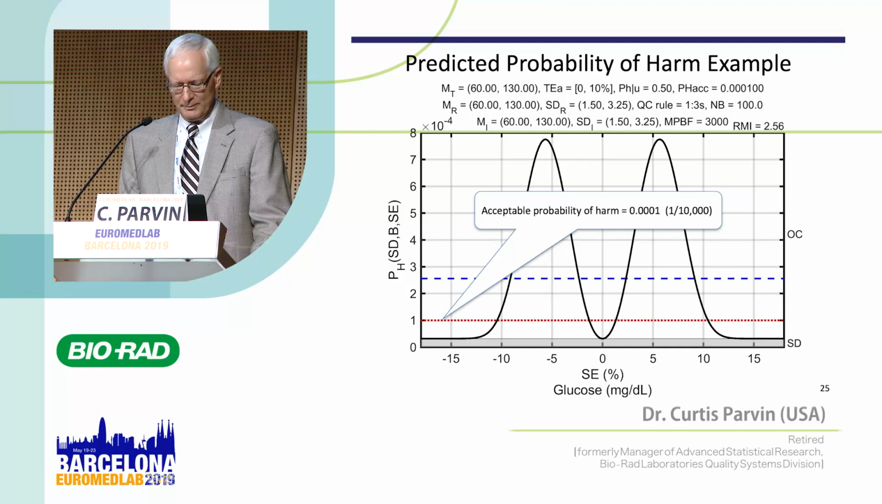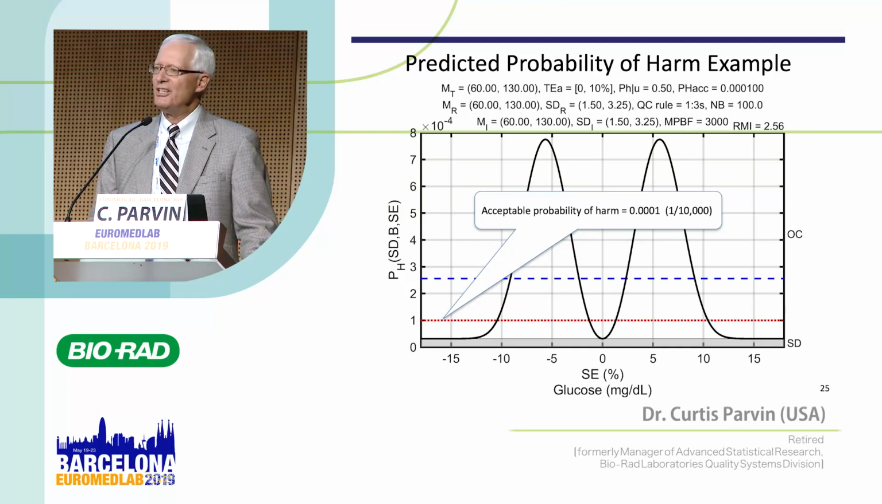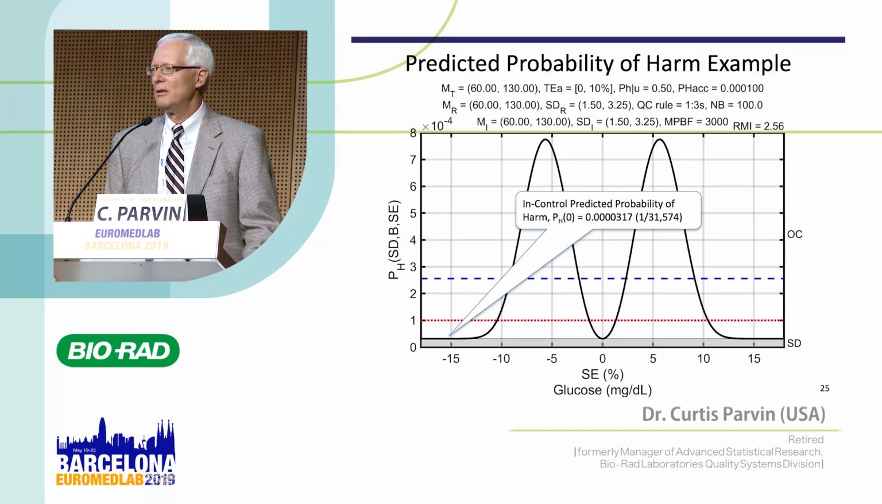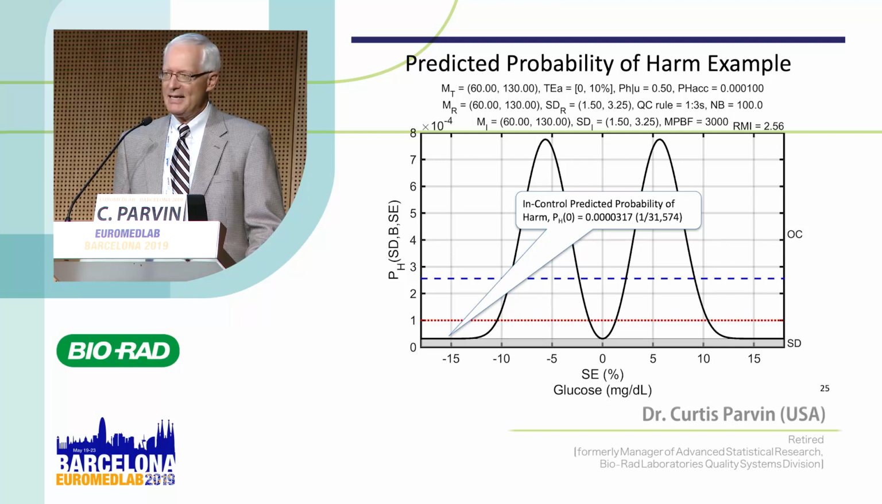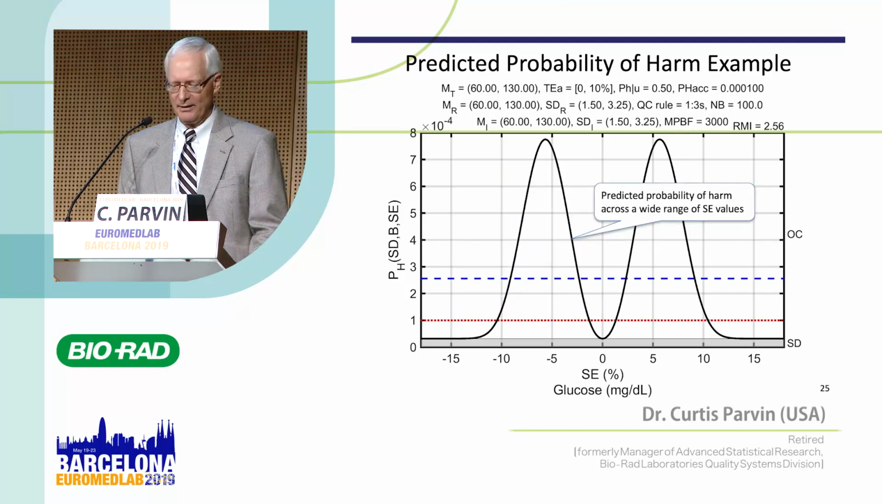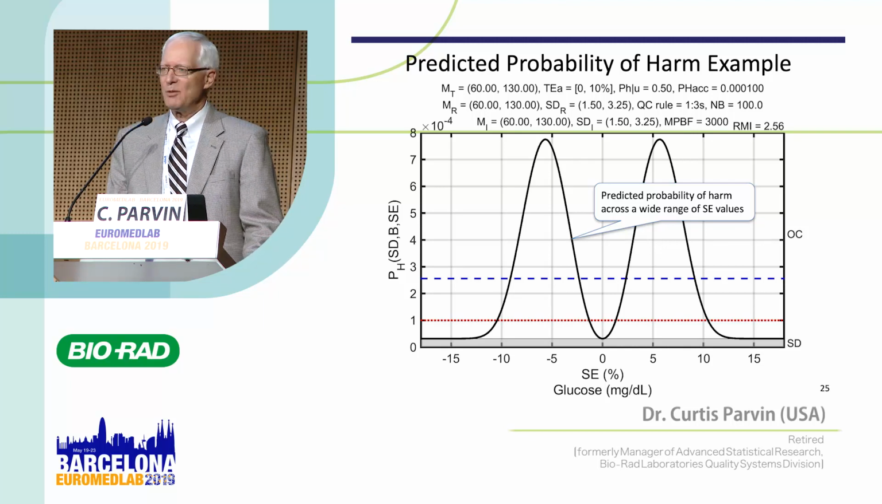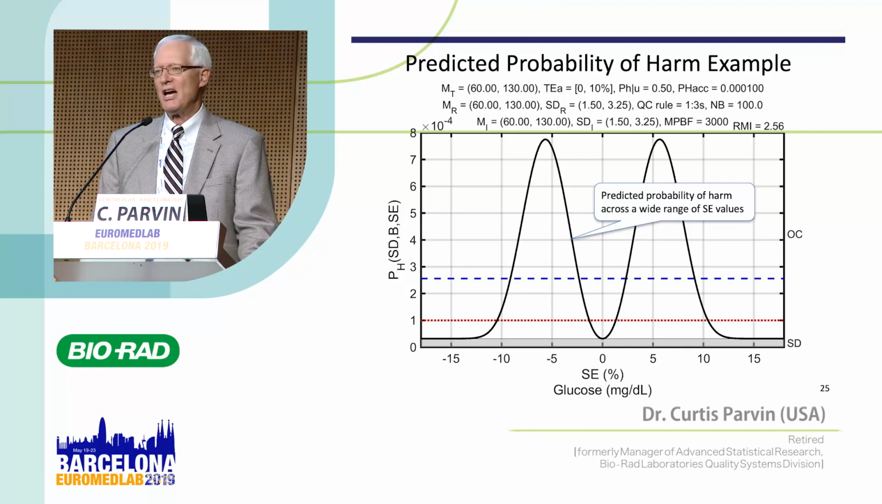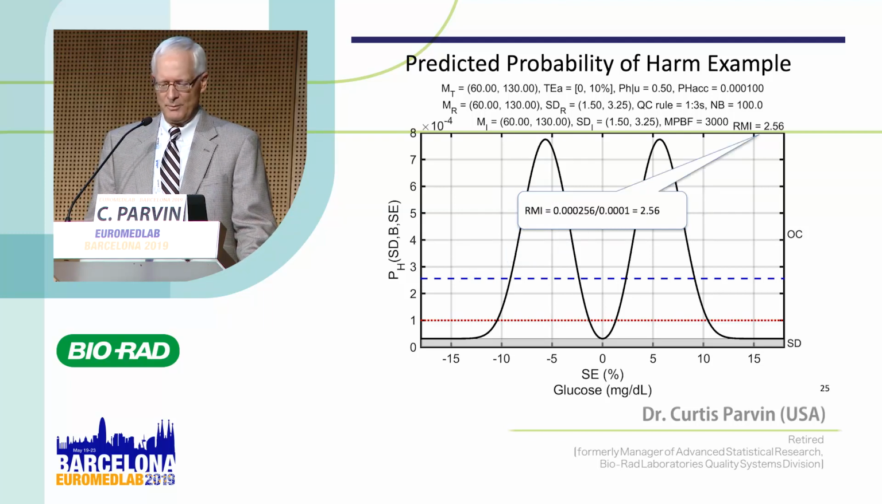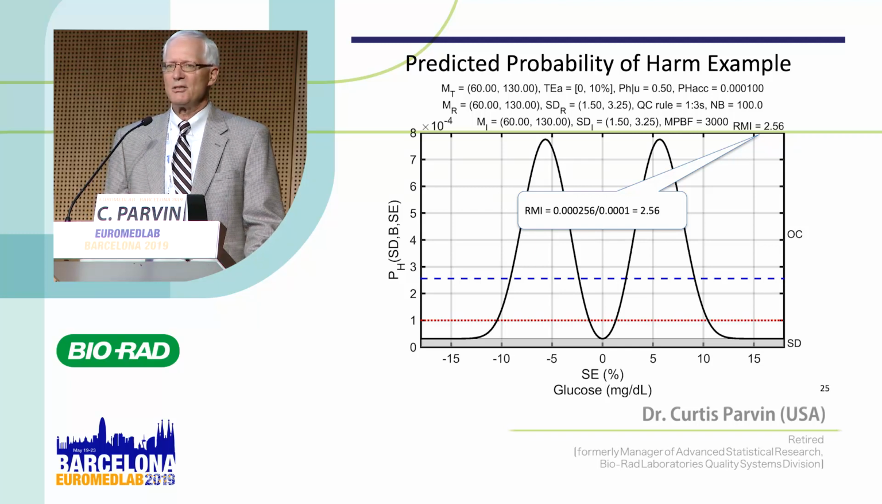That curve. That dashed blue line is the average of that curve over the range of out-of-control conditions that are being considered here. The red dotted line is the acceptable probability of harm. That's 1 in 10,000. The ratio of that blue dashed line to the red dotted line is the RMI. So in this particular case, our predicted probability of harm is about 2.56 times the acceptable probability of harm. So we would conclude that our risk is 2.5 times greater than we would like it to be.